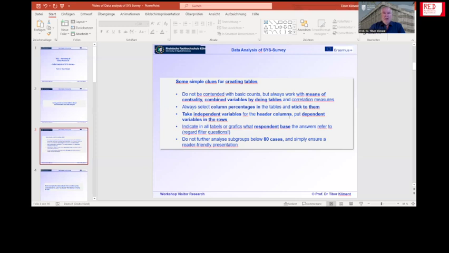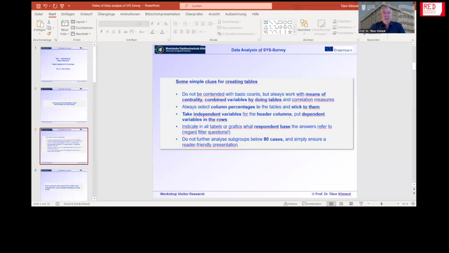So age certainly is the independent variable that may influence the number of visits. For instance, in many cases, the older the visitors are, the more often they pay a visit to a cultural offer. So put age into the head of the table, make column percentages, and put number of visits into the rows. We'll later take a look at this.